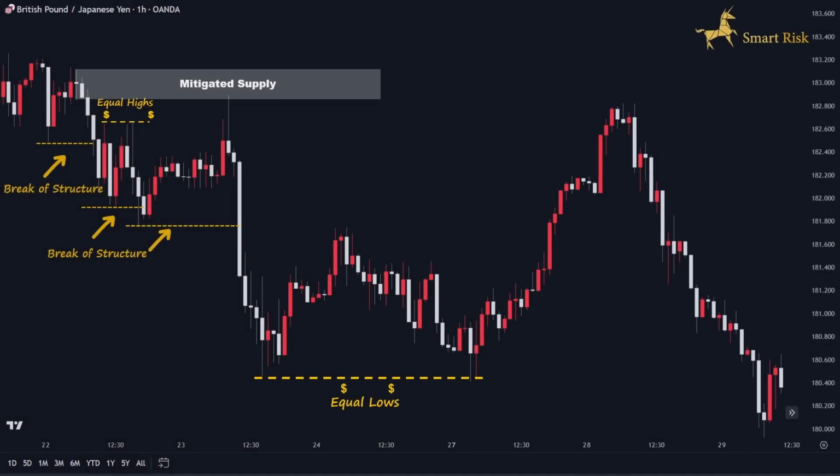Here, we have the 1-hour pound-yen chart displayed on the screen. As you can see, the price's general direction is bearish, and it has formed a series of downward breaking structures. Price has cleared the liquidity above these equal highs.